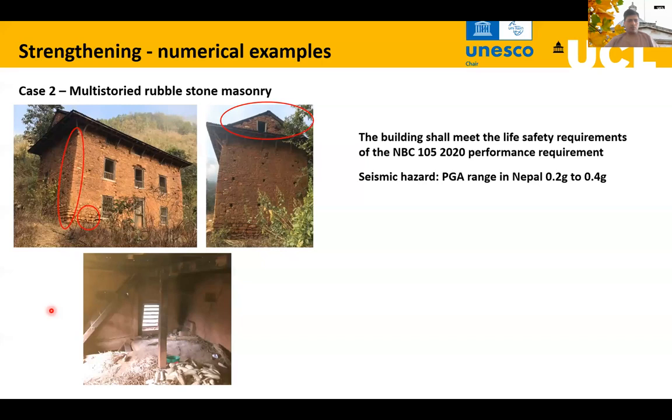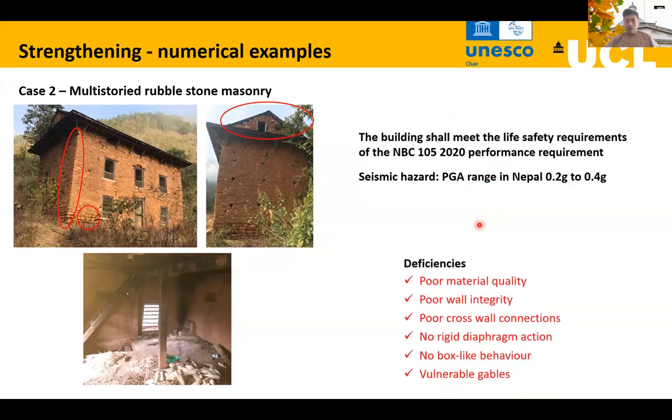The second case is a multi-storied rubble stone masonry building. This is two-storied plus an attic floor here. The floor is a mud-topped timber floor. This is again the same hazard because this is also from Nepal. In terms of deficiencies, we can readily identify the poor quality of material, poor quality of mud, and the mud is already lost here. Poor wall integrity, therefore, poor cross-wall connections.